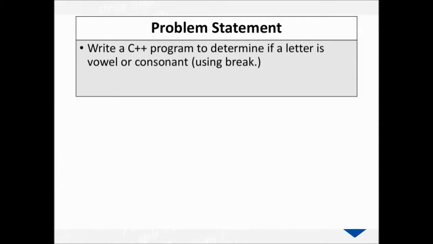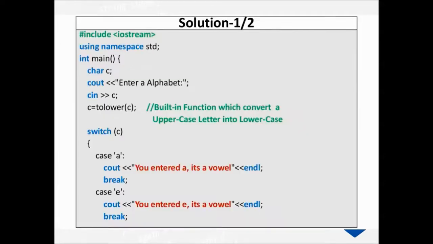Now we have a problem. We want to write a C++ program which determines whether the entered letter is a vowel or a consonant. So let's code it. Into the main program, we declare a variable c whose data type is char because we want an alphabet to be entered by the user. So cout "Enter alphabet" and then the user enters the alphabet.